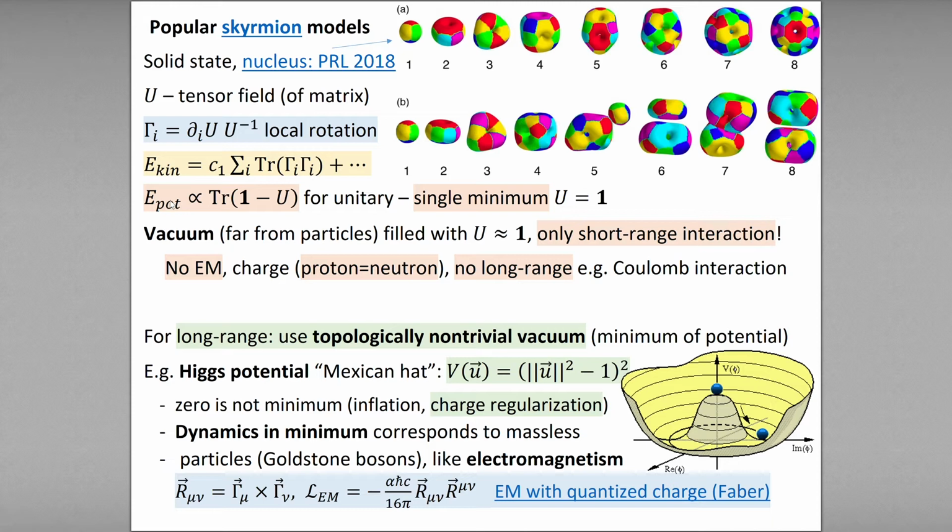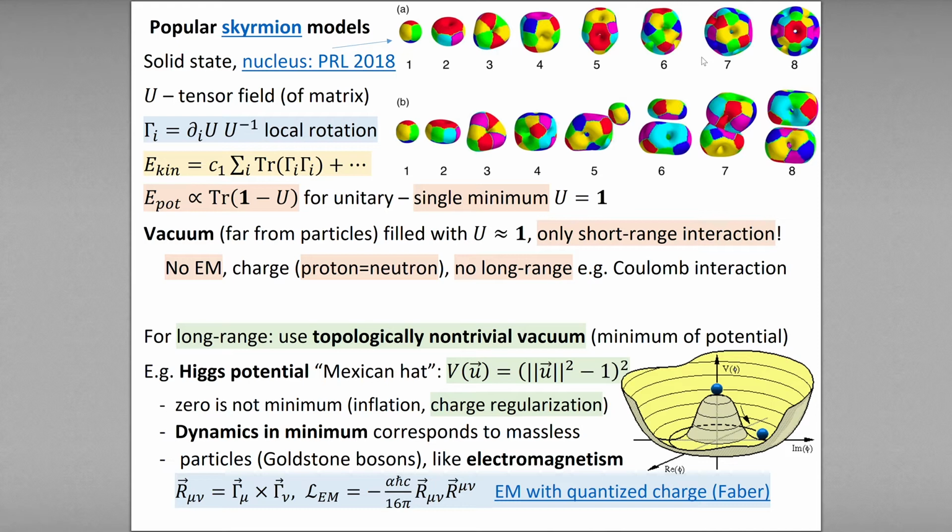So they don't have electric charge nor electromagnetics here. So let's look. Here they have this kinetic energy. They also use this Christoffel, this local rotation, but in a bit different way. In practice, they have many types of terms here, and try to add some new terms to get better agreement with experiments. It's not perfect, especially as they don't have an electric field.